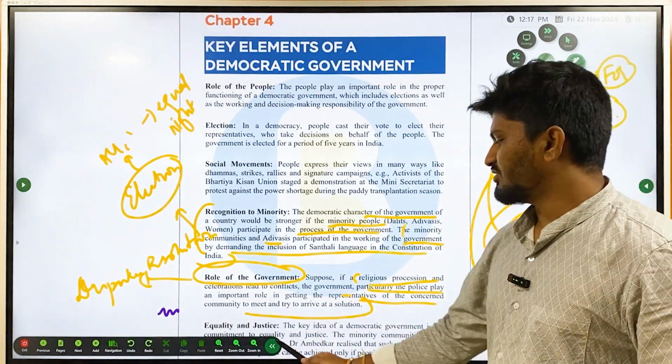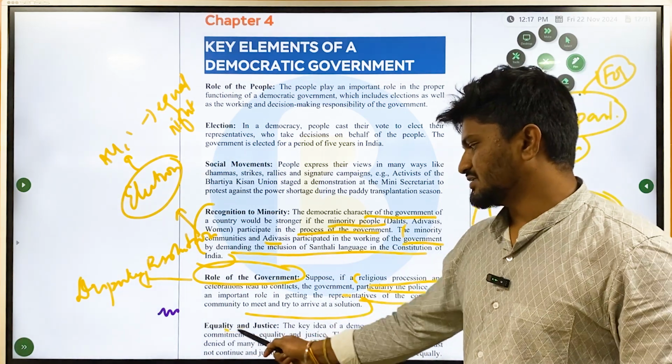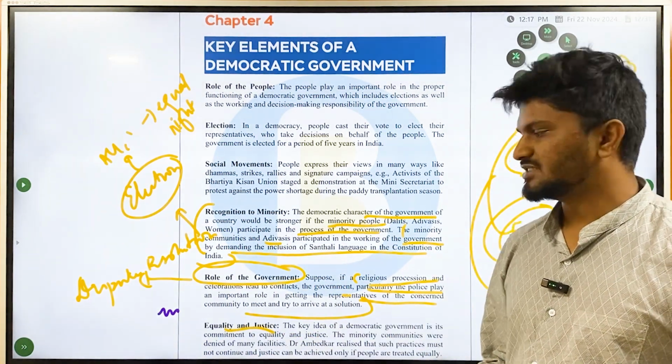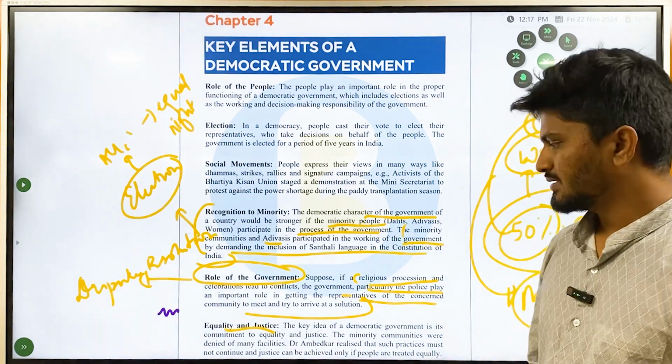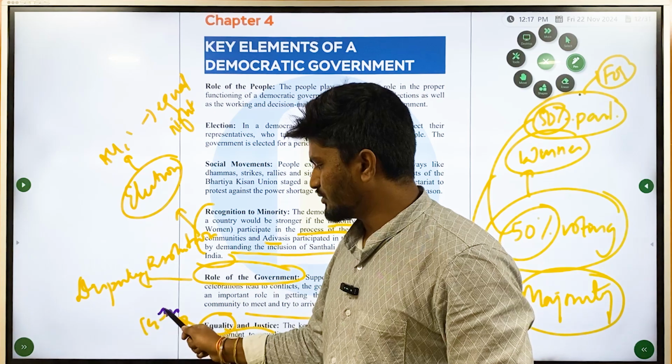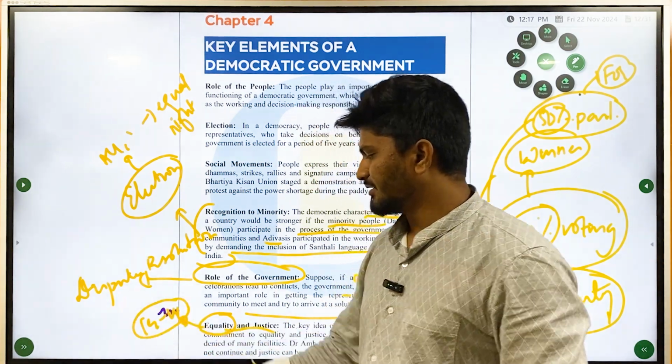And other elements of democratic government are equality and justice. The principles of democracy are based on the principles of equality. In India, this equality is provided under Articles 14 to 18 under the right to equality.